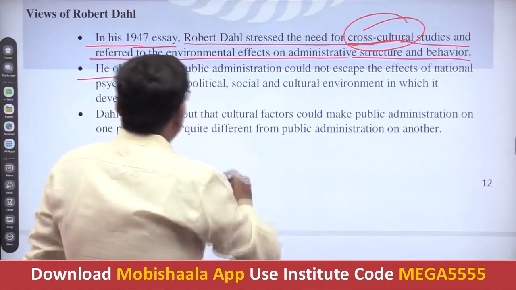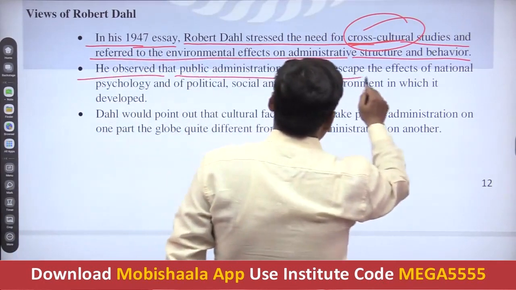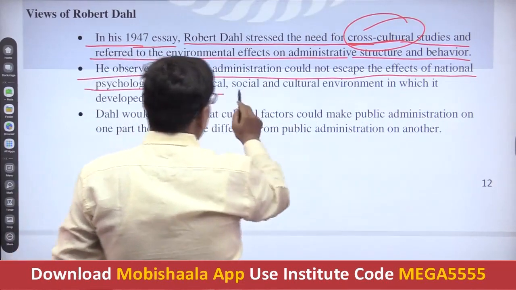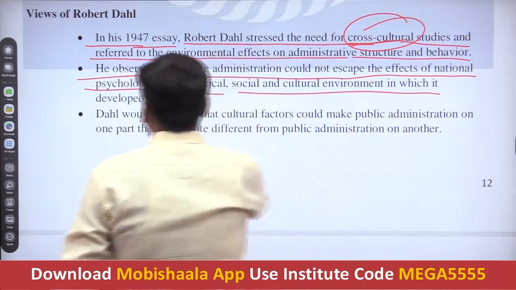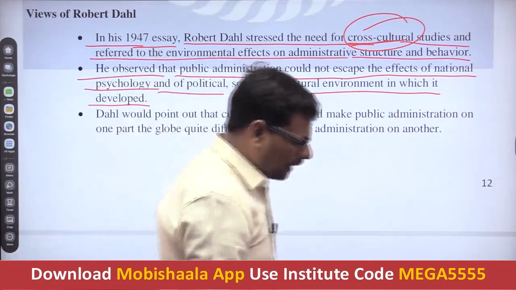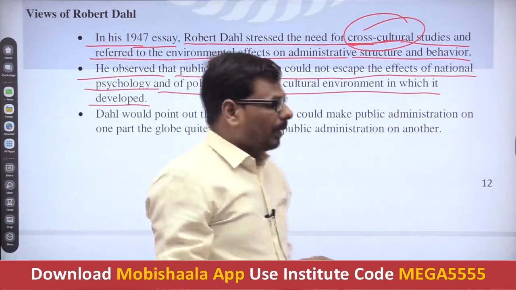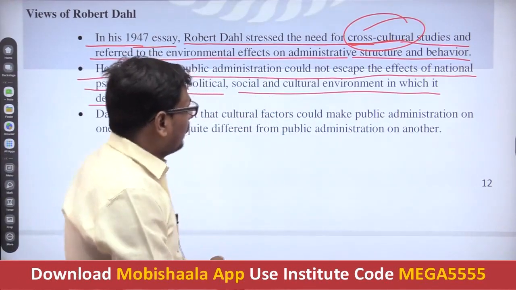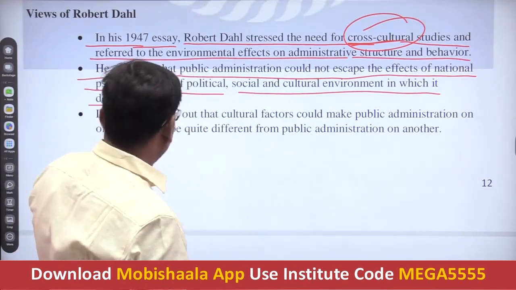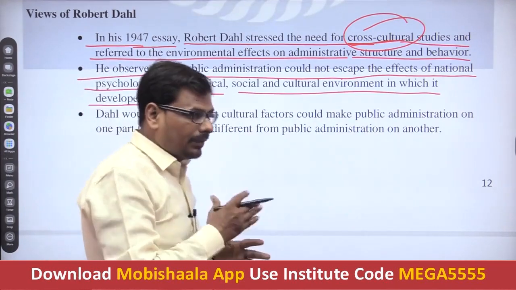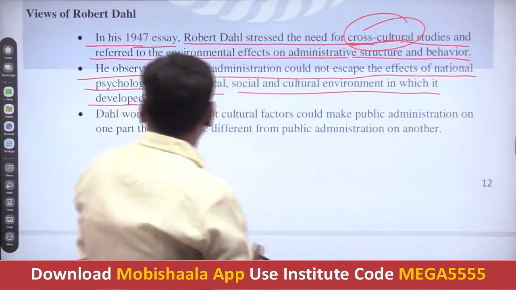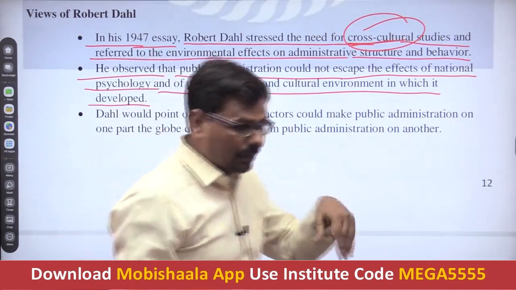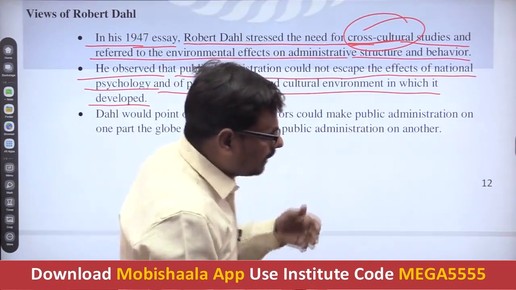Dahl observed that public administration could not escape the effect of the national psychology and of the political, social and cultural environment in which it develops. So public administration is affected by the national psychology, and national psychology differs from one nation to another. The political condition and political environment are also different from one nation to another.